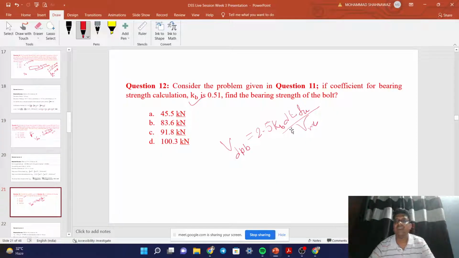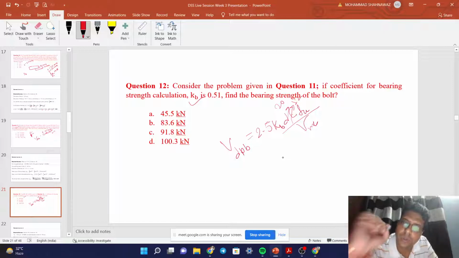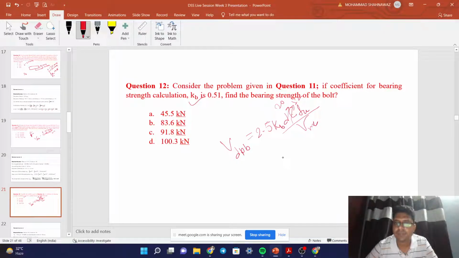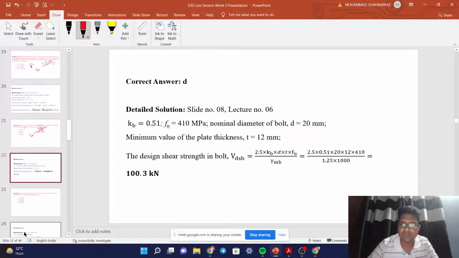So put all these values and report the answer. 20, 12. Option D, sir, 100.3. Okay, yes, correct.